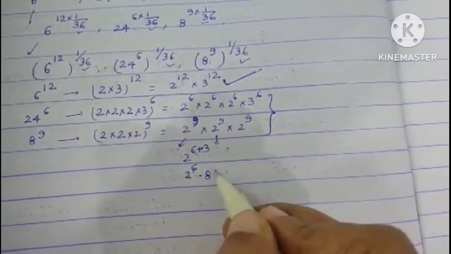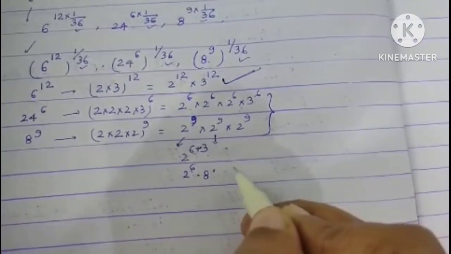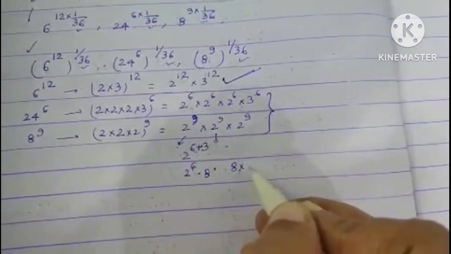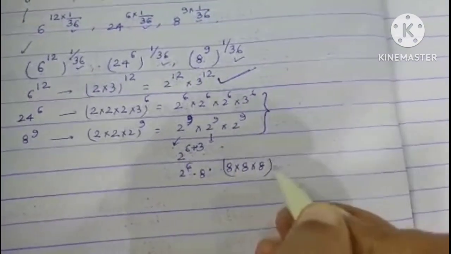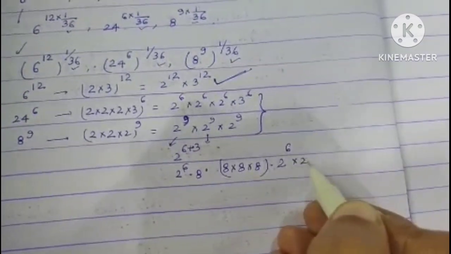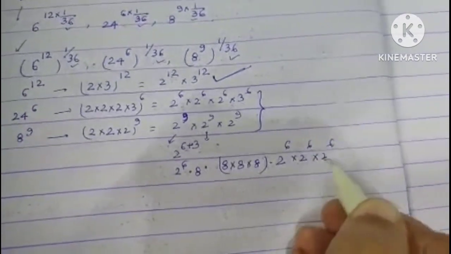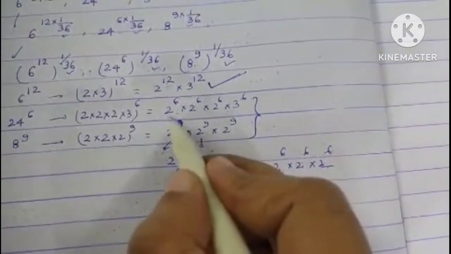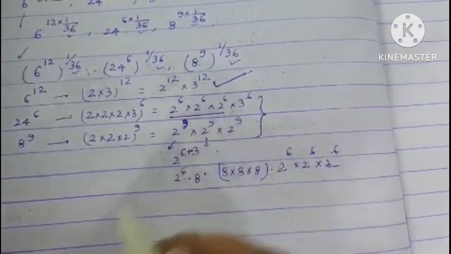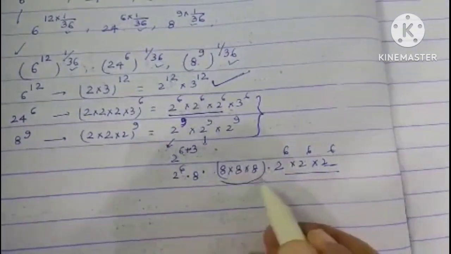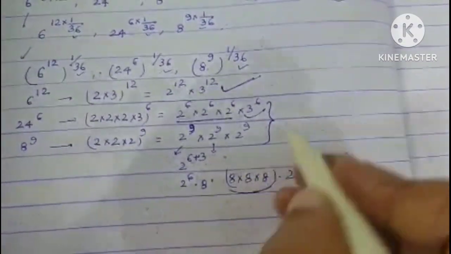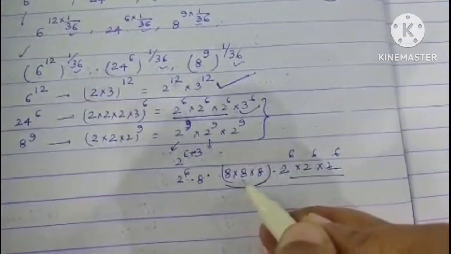So 3 times 8 we have extra. 3 times 8 means 8 into 8 into 8, and then 2 to the power 6 into 2 to the power 6 into 2 to the power 6. So here this one and here this one, you have to compare 3 to the power 6 and 8 to the power 3.